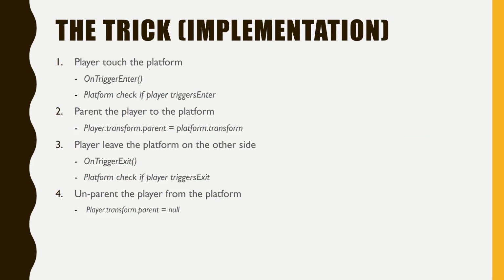Implementation-wise is very simple. In Unity, when the player touches the platform, we can use OnTrigger. If it's a player, then we parent the player's transform to the platform. That means the player now belongs to the platform, in a hierarchy manner. And when the player tries to leave the platform, which is OnTriggerExit, it will then unparent the player from the platform by simply setting the parent to null.